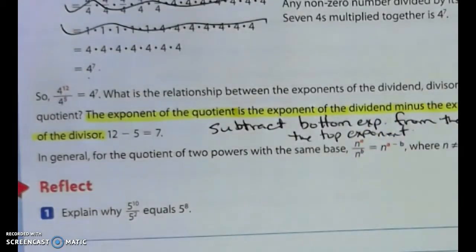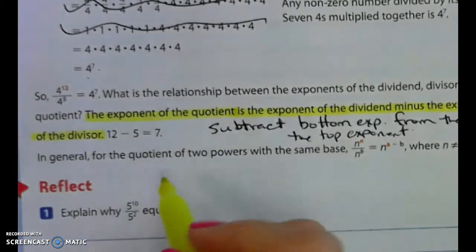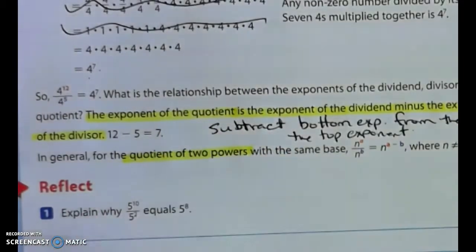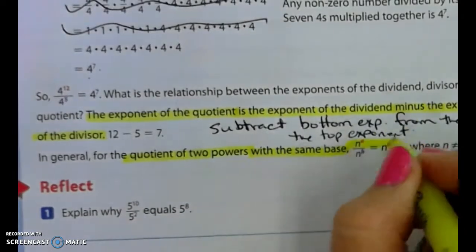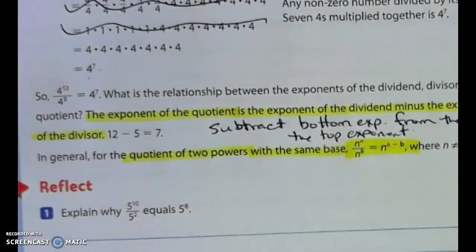Okay, the order does matter. Okay, the order matters a lot. In general, the quotient of two powers, remember quotient means division, with the same base is n to the a divided by n to the b, giving us n to the a minus b, where n is not equal to 0. Again, those bases cannot be 0.